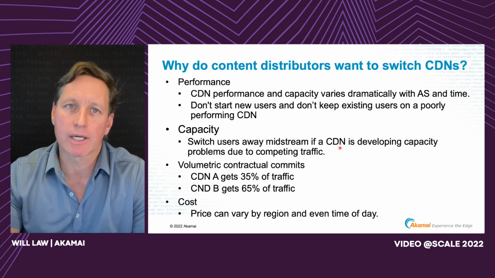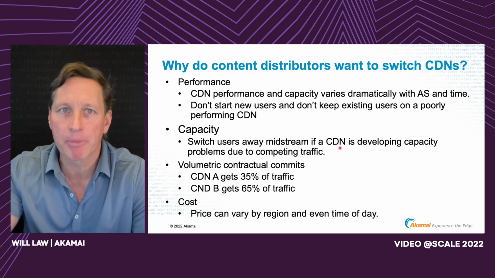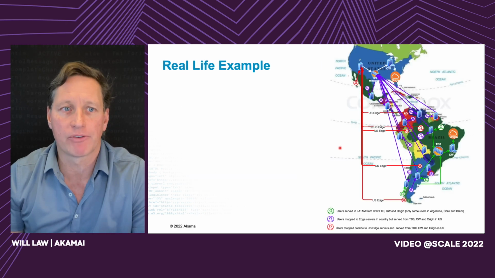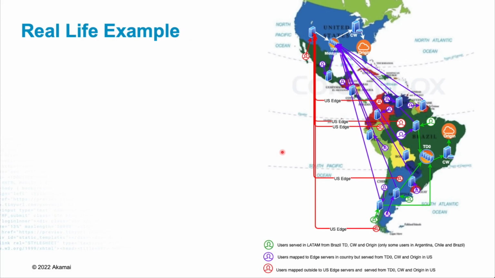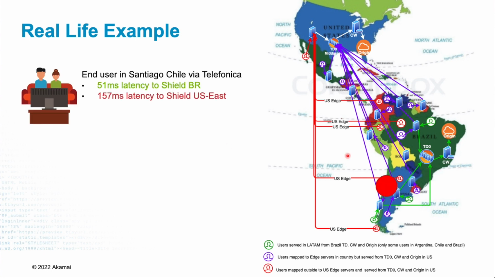So a lot of reasons why content distributors want to manage how their players switch between the available CDNs. Here's a real-life example. This is an admittedly very complex diagram. It's not important exactly what's in there. We're looking at distributing content from the United States to South America. And we've got an end user here in Santiago in Chile on Telefonica.